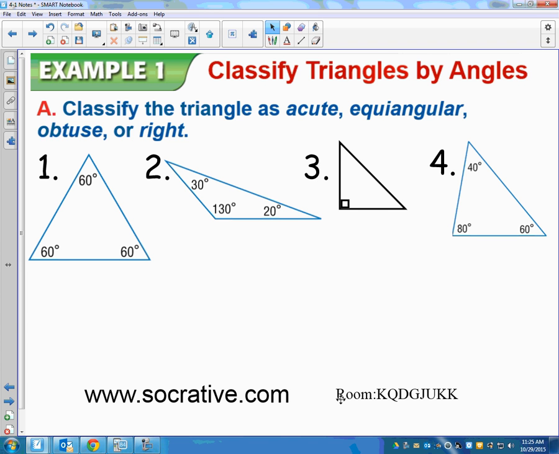But then the other ones, right? This would have to be obtuse, right? Acute, because that's not equiangular, right? Everybody okay with those? Anyone have a question on those?